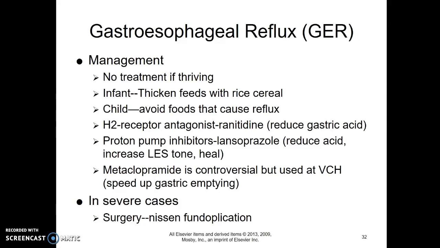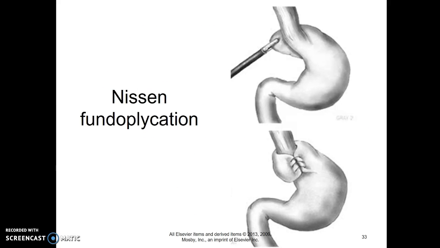Then in severe cases, we're going to do surgery, which is a Nissen fundoplication. So what they do, this is our esophagus here. Here's the stomach, and here's your small intestine, your duodenum. So the sphincter here is the issue. It's too loose. So we're going to take the top of the stomach, which is the fundus, and wrap it around the lower esophagus. So essentially, we've made a tighter sphincter than what their sphincter was doing.